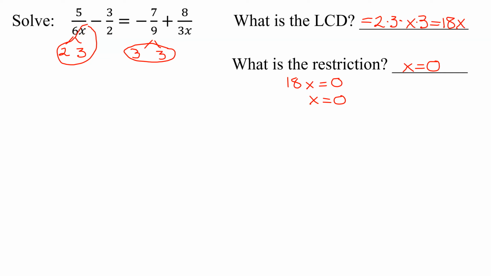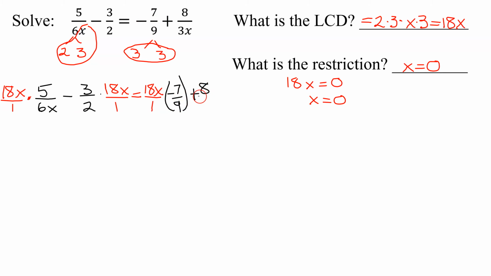So now I've found the LCD, I'm going to multiply every single term, of which I have 4 terms, by the LCD. So I'm going to have 18x over 1 times my first term, which is 5 over 6x, minus 3 halves, times my LCD of 18x over 1, equals the LCD of 18x over 1 times my third term, which is negative 7/9, plus my last term, 8 over 3x times my LCD of 18x over 1. So now I'm ready to simplify.